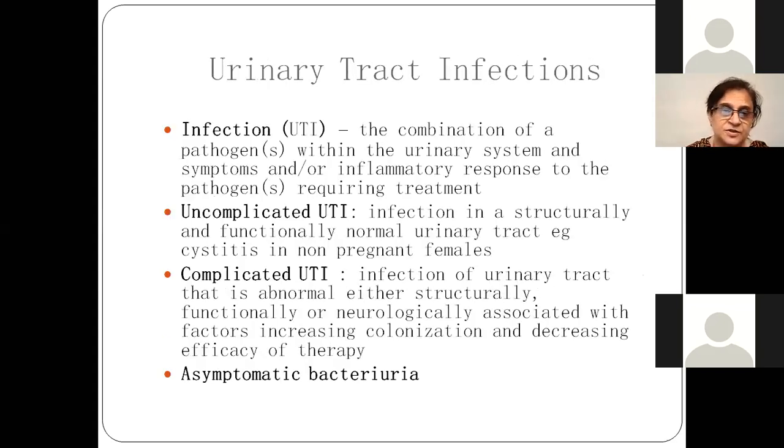These are a few definitions which you need to know. What is urinary tract infection? What's the definition? It's the combination of pathogens within the urinary system and symptoms or inflammatory response to the pathogen requiring treatment. So the pathogens have to be there. Then the patient has developed symptoms also, and these symptoms may be present because of the organism and also because of the inflammatory response of the body to the pathogen. These things together are labeled as infection of the urinary tract.